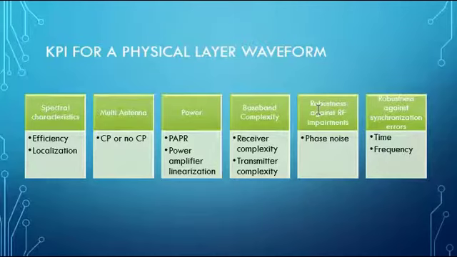So if we define these performance indicators, some of them are listed here. First is the spectral characteristic of the waveform, which can be further divided into spectral efficiency and spectral localization. The waveform should be such that the spectrum is utilized fully, with no waste of the spectrum. And localization can be further divided into two categories: one is time localization, another is frequency localization.